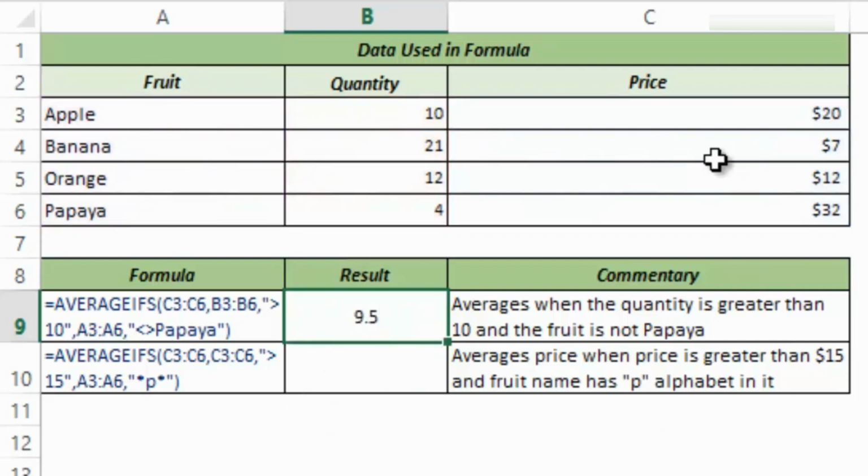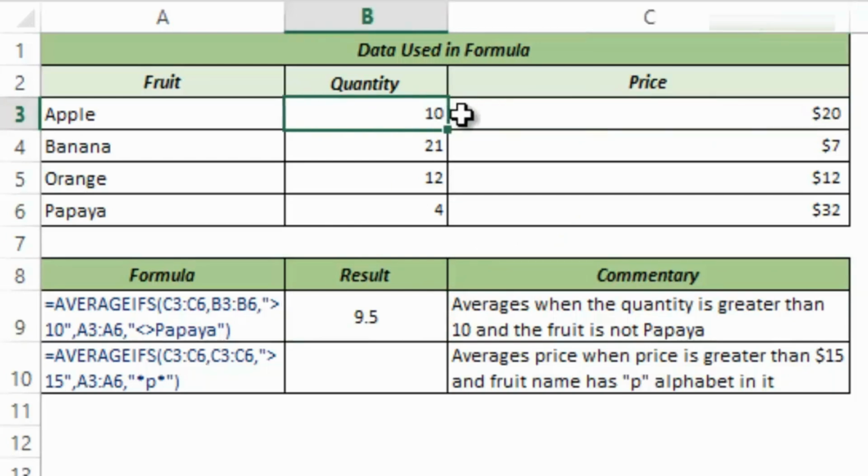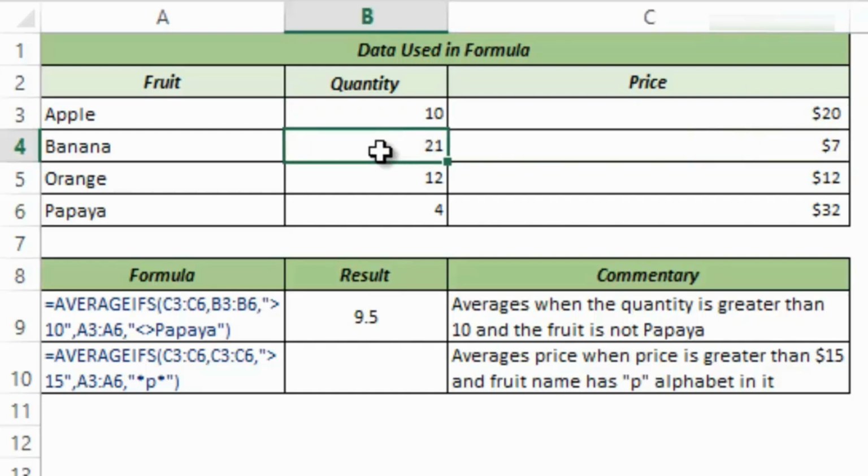Now let's see how it worked. It first went to this price point, which is 20, and it checked for both the conditions. The first condition is that quantity should be greater than 10. That is not met here, so this is not taken into account. The second price point is 7. The first condition is that the quantity should be greater than 10, so it meets it because the quantity is 21, and the fruit should not be equal to papaya, which is again true because this is banana. So this price point is considered for the average function.